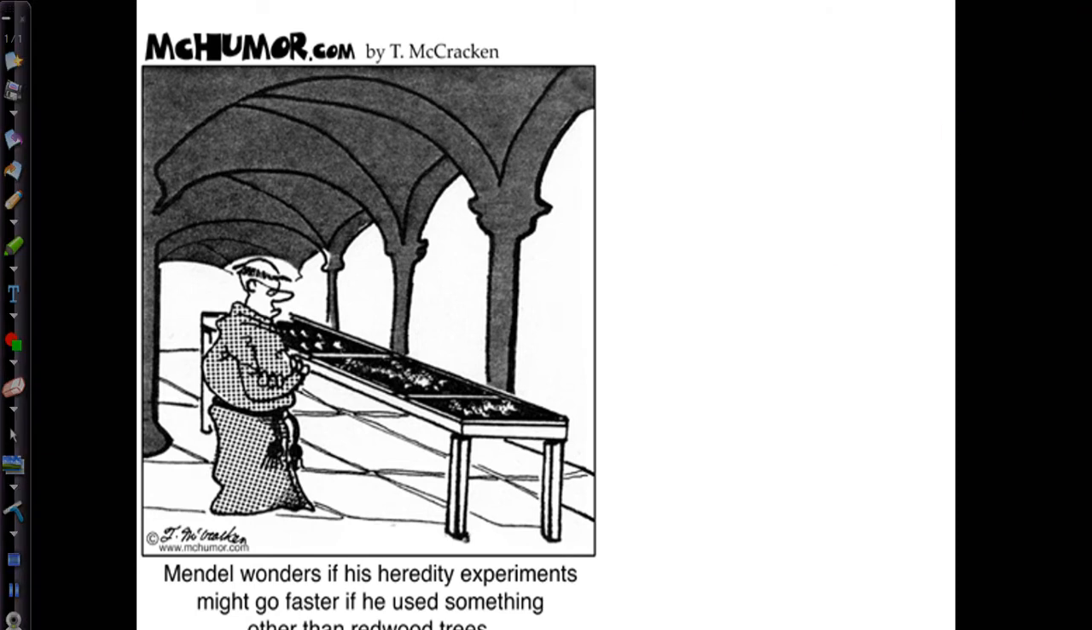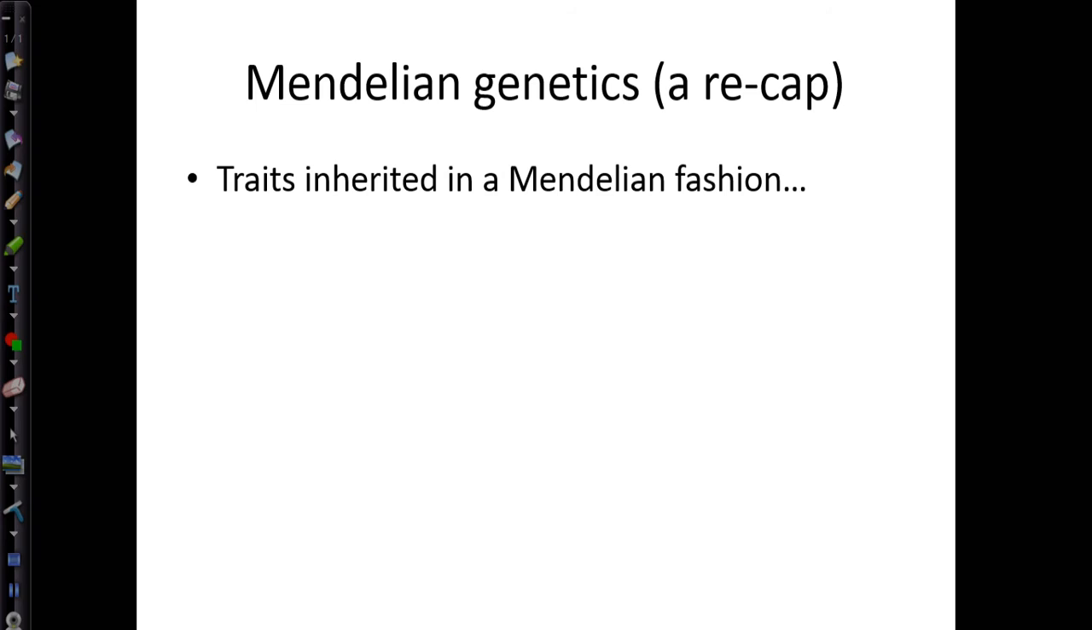Obviously our slide here is supposed to be semi-humorous. Remember that Mendel used peas because they were fast growing. Redwood trees aren't. Okay, that's funny.